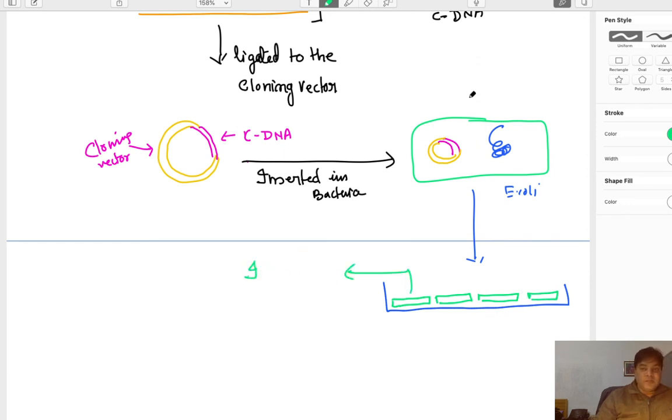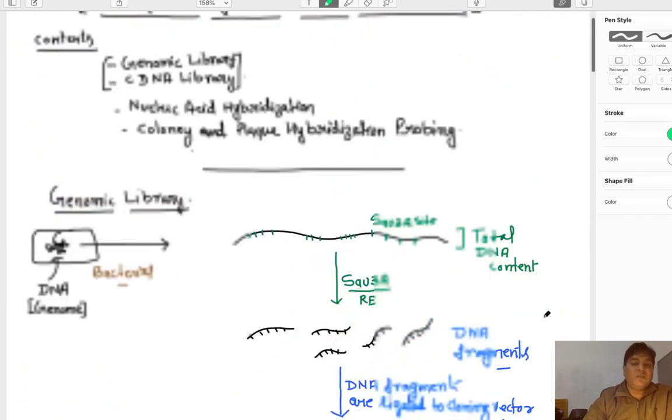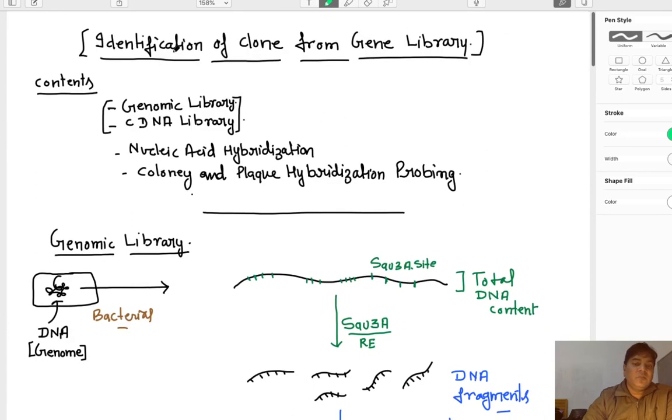If we insert some gene of interest in this cDNA library, and then develop some clones, we have to identify the clones. So this is the cDNA library. For one gene I have shown you, but for another gene we have to repeat the same process. So I'm going to revise what we have done. We are supposed to do the identification of clones from a gene library.